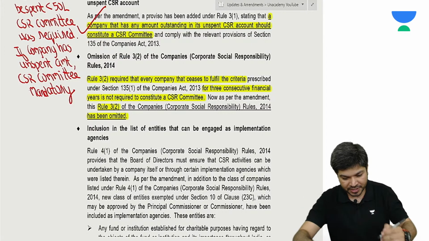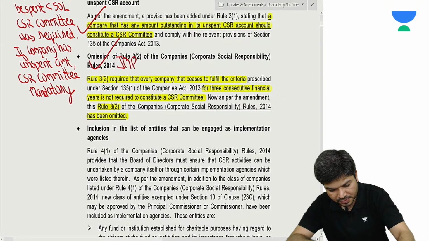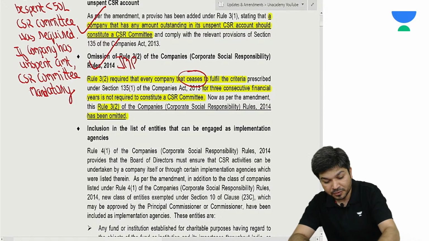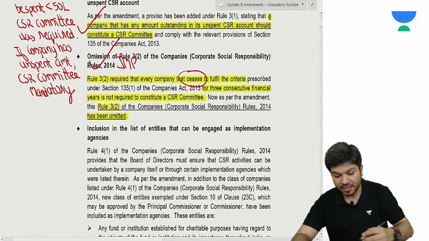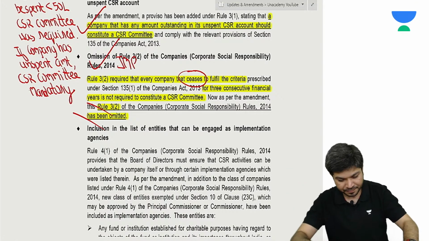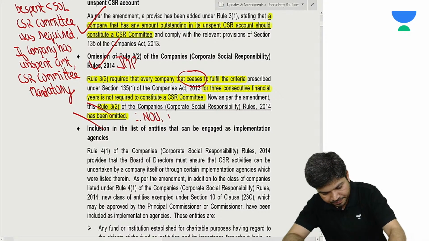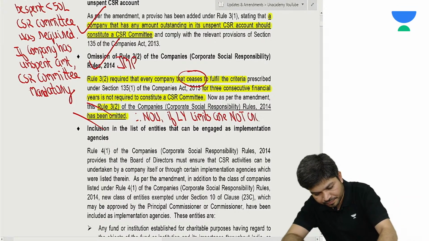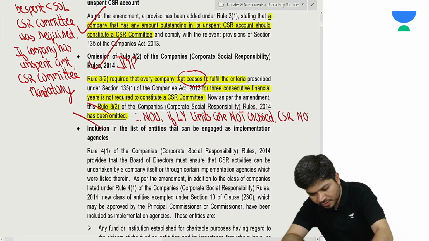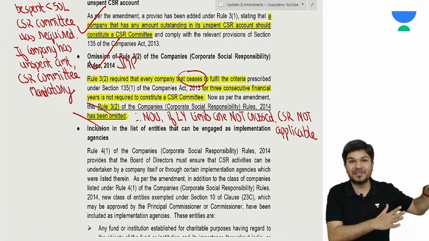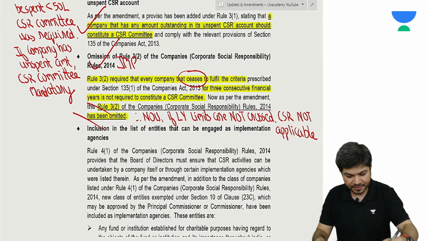Now that is omitted. So check, this is important. Rule 3(2) required that every company that ceased to fulfill the criteria for 3 consecutive years is not required to constitute a CSR committee. Rule 3(2) has been omitted. So now if last year my limits are not crossed, CSR is not applicable. So that requirement of 3 consecutive years is removed. If last year limits are not crossed, CSR not applicable. Did you get it? This is the second amendment.